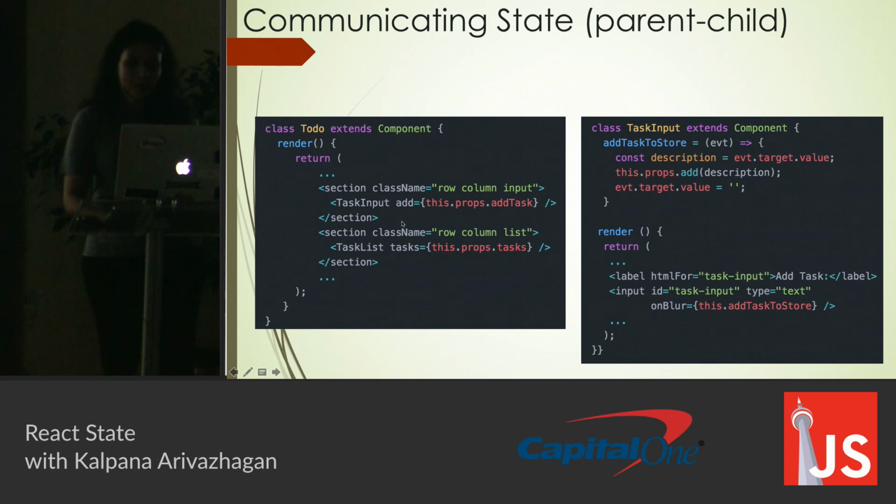And because from our parent, we pass down a property called add, we can make use of that property in our child, which is this.props.add, and we're going to send the description value that we just got from the text box. And finally, we are going to make sure that the text box has been emptied so that the user can go ahead and add another task to the store. So if you look at this, task input is a simple presentational component. It has no idea about the store, but it was still able to make changes to the application data itself because the parent container component was able to pass down the action that the child might need in order to mutate the store.